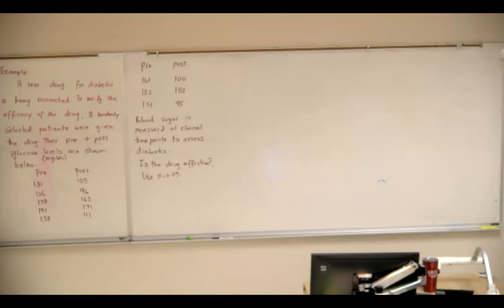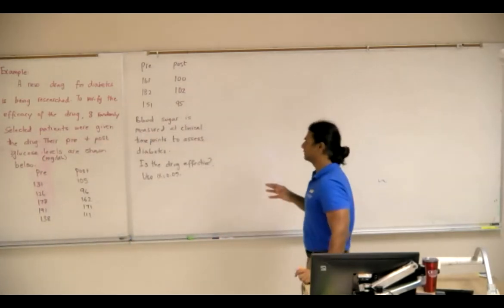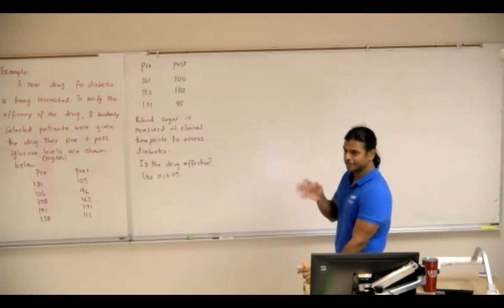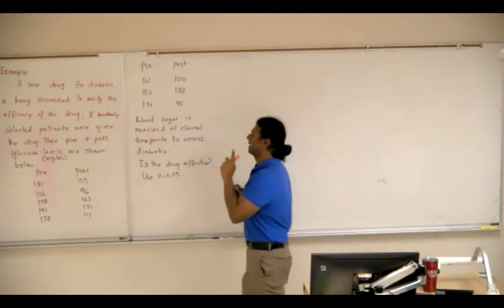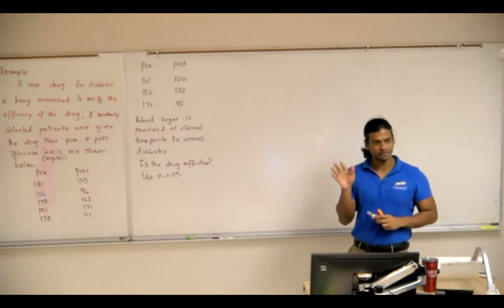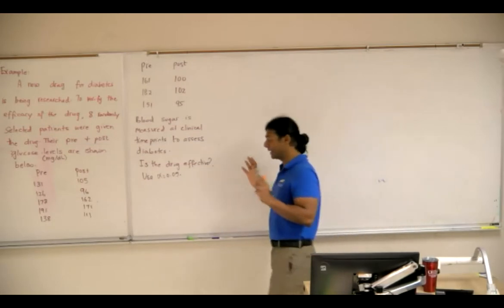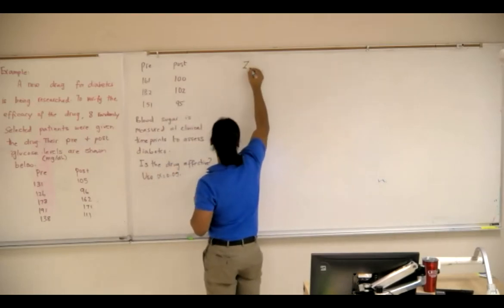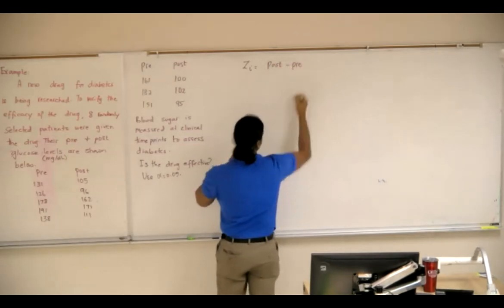But is a decrease, does a decrease imply the drug is significant? We don't know. So first step is to define the difference. How are we going to define it? Is it going to be pre minus post or post minus pre? Pick one. I pick it as post minus pre always. So I'm going to define Zi to be the post measurement minus the pre-measurement.